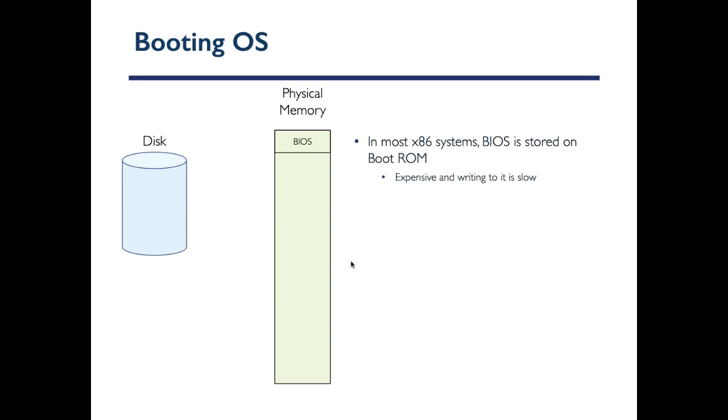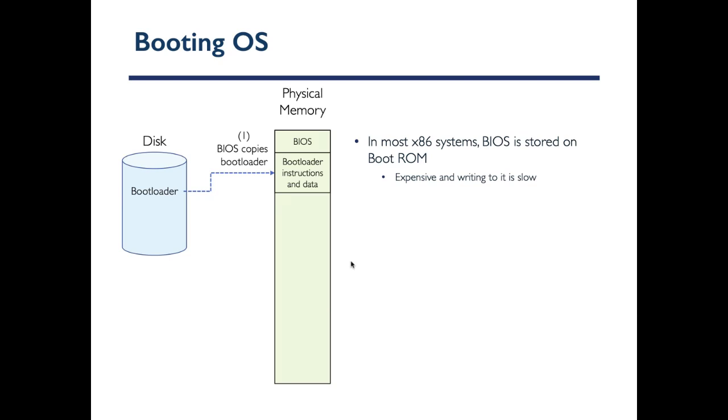The property that boot ROM has is that it's expensive to write. ROM is a read-only memory, so you can still write in it and update it, but it's very expensive to update. Usually we put BIOS on ROM, so the moment you start your computer, the BIOS code starts running.